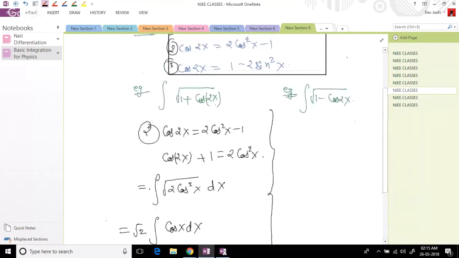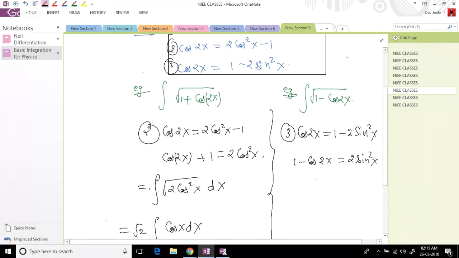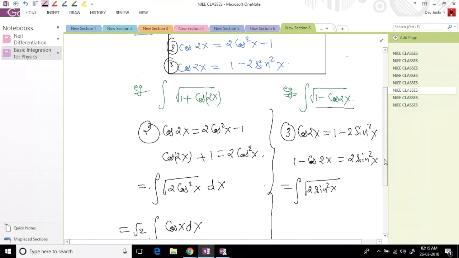Next, integral of under root of 1 minus cos 2x. Which property should I use? I think I should use the third one. The third property is cos 2x is equal to 1 minus 2 sin square x. Correct. So basically 1 minus cos 2x is equal to 2 times sin square x. Just put its value. So you are having integral of under root of 2 times sin square x, because this whole term can be replaced by 2 times sin square x.